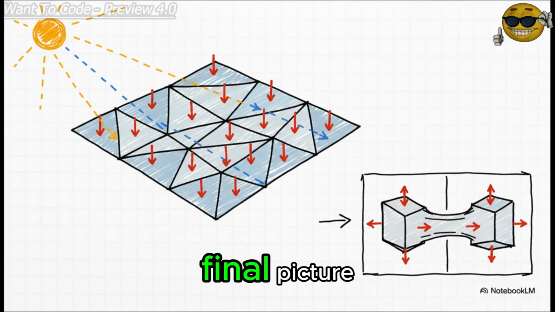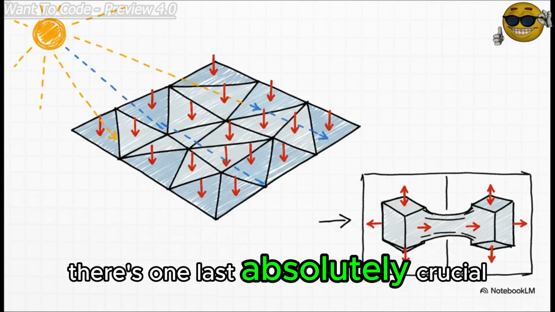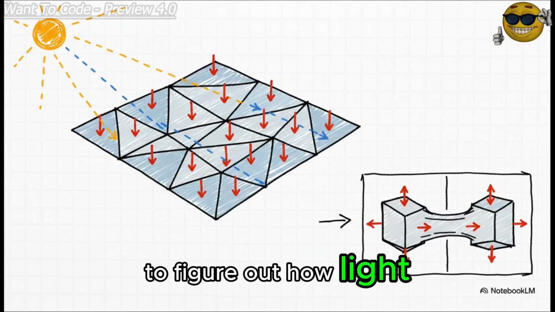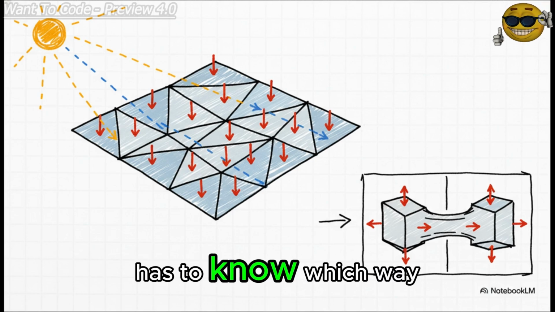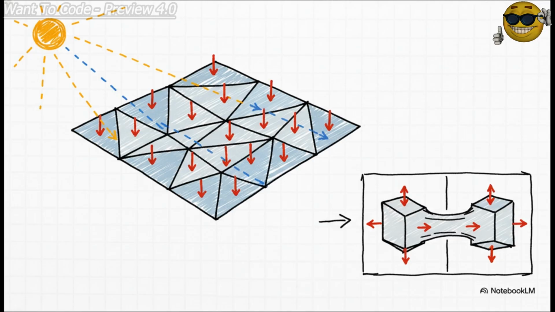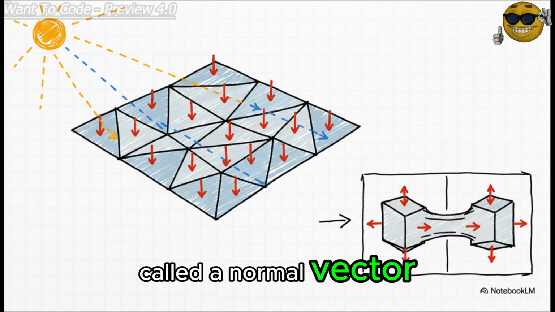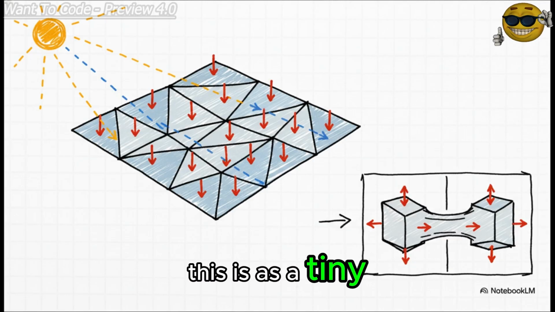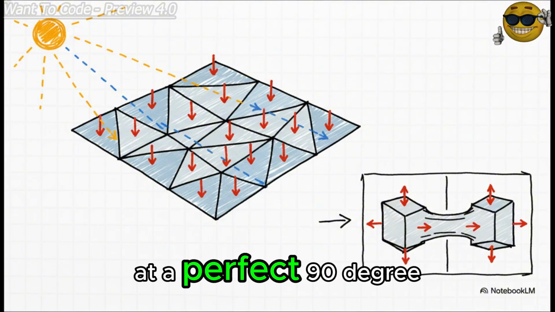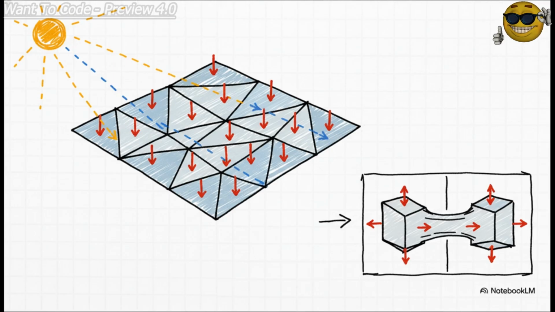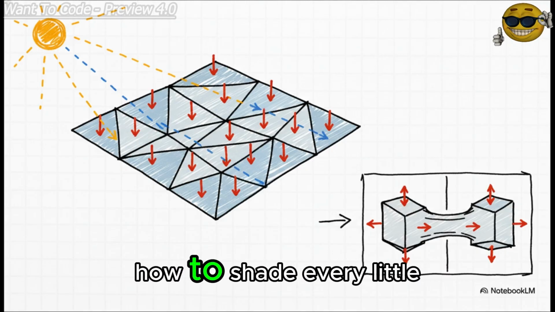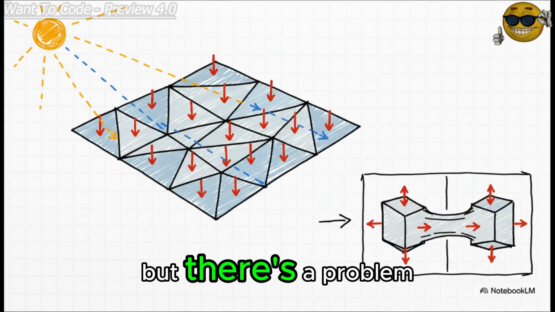Now, before we get our final picture, there's one last absolutely crucial detail we need to make things look real: lighting. To figure out how light should bounce off a surface, the computer has to know which way that surface is facing. Is it pointed towards the light or away from it? It does this using something called a normal vector. The easiest way to picture this is as a tiny little arrow that sticks straight out from the center of every single triangle at a perfect 90-degree angle to the surface. These millions of tiny normals are like signposts that tell the lighting engine how to shade every little piece of the world. But there's a problem.